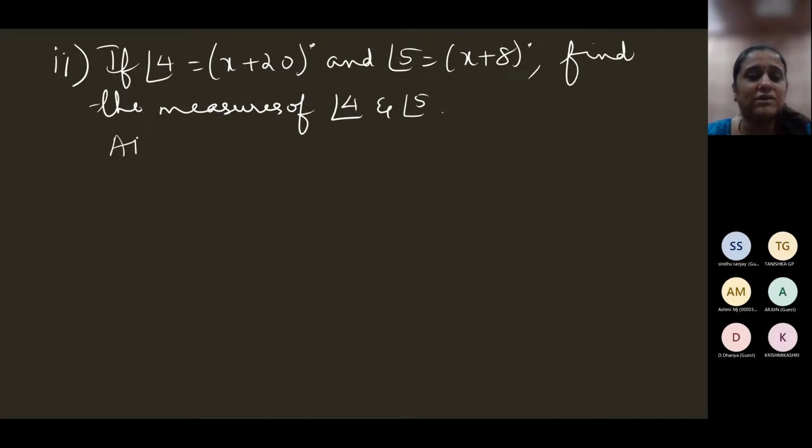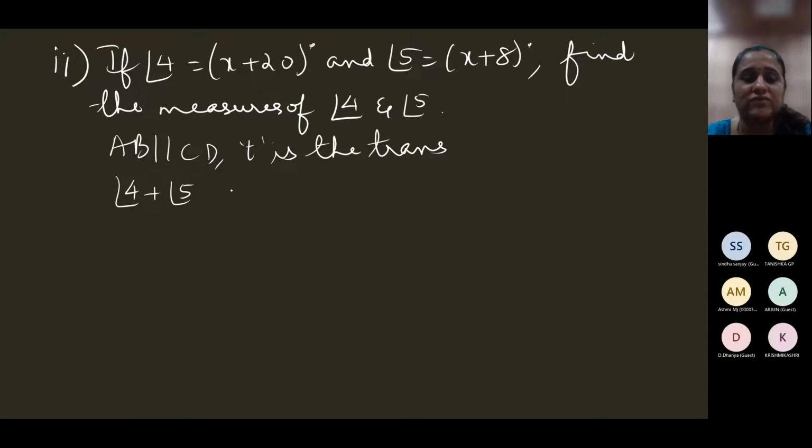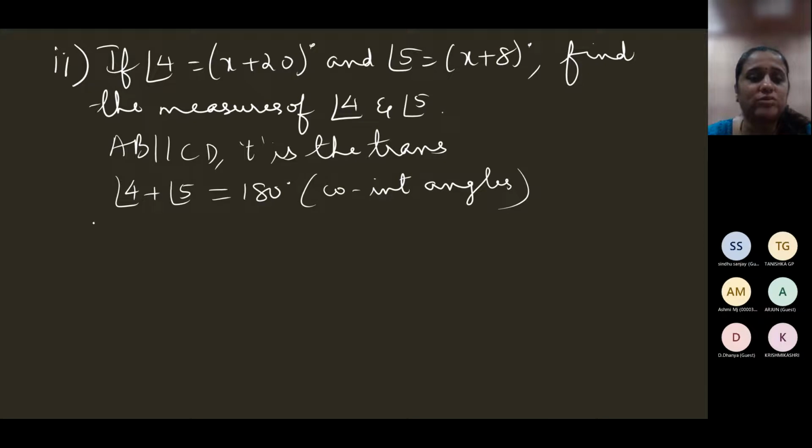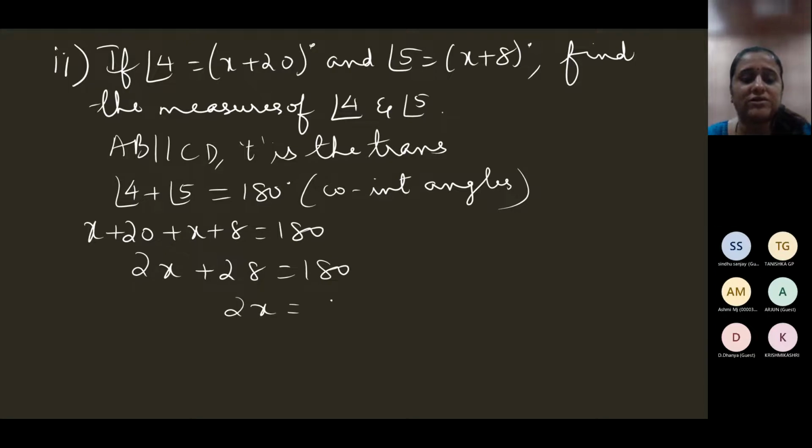So again, AB parallel to CD and T is the transversal. Angle 4 plus angle 5, not angle 4 is equal to angle 5, angle 4 plus angle 5 is equal to 180 degrees because they are co-interior angles. Now angle 4 is given to be x plus 20, angle 5 is given to be x plus 8, so the sum is 180. 2x plus 28 is equal to 180. 2x is equal to 180 minus 28, which is 152. x is equal to 76.